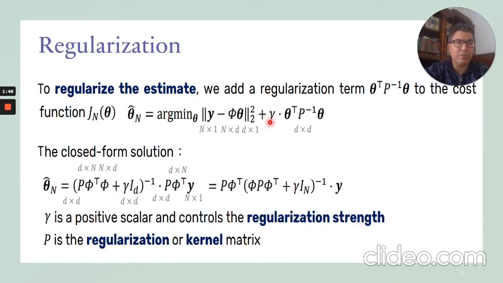Now, if we add a regularization term to our estimation problem, where gamma is just a positive number that tells us how much weight we put on this penalty term, and P is a matrix called the regularization matrix, the solution looks like this, a little bit different from the normal equation. These two expressions are the same, though the identity matrices have different sizes.